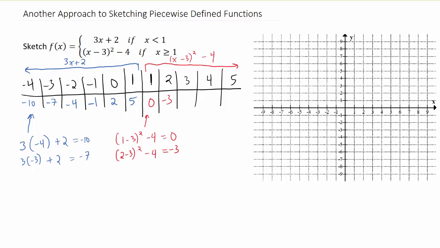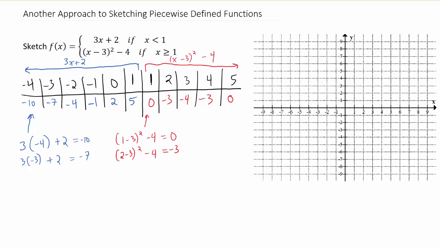If x is 3, we would have (3 minus 3) squared, which is 0, minus 4. That's -4. If x is 4, we would have 4 minus 3, that's 1, squared is 1, minus 4 is -3. And if x is 5, we'd have 5 minus 3, that's 2. 2 squared is 4. 4 subtract 4 is 0.